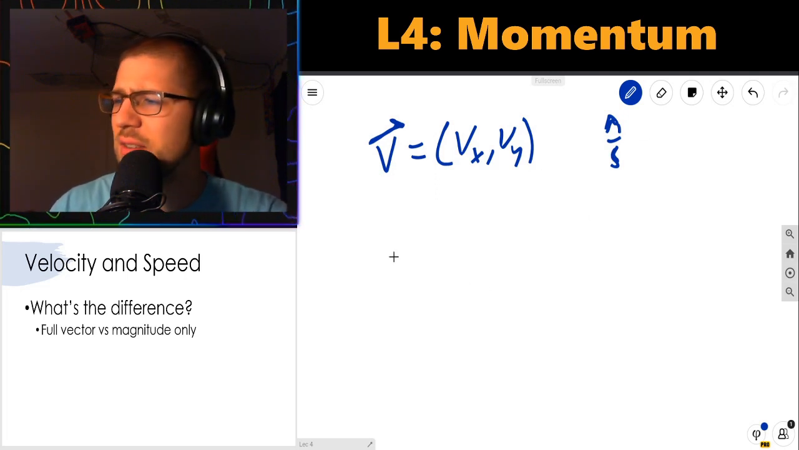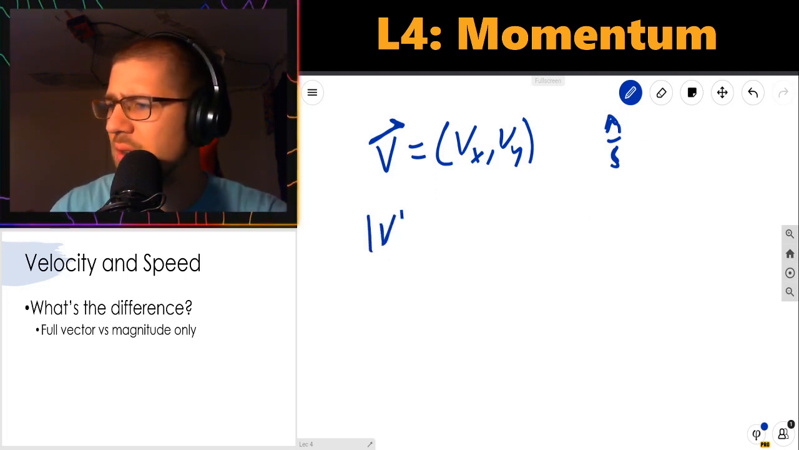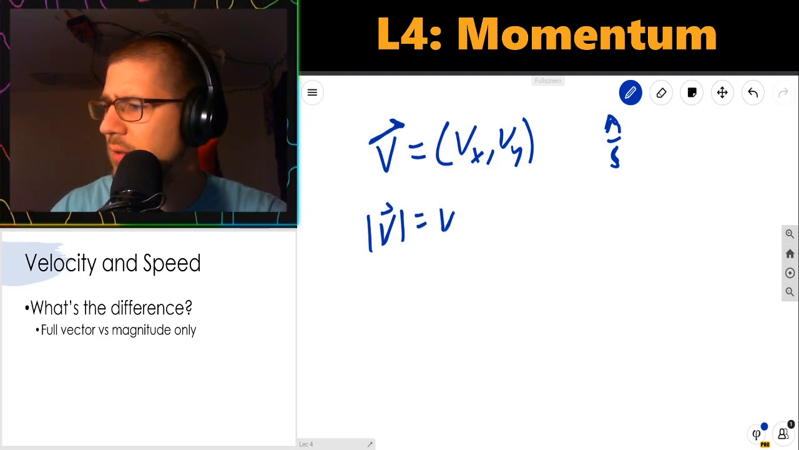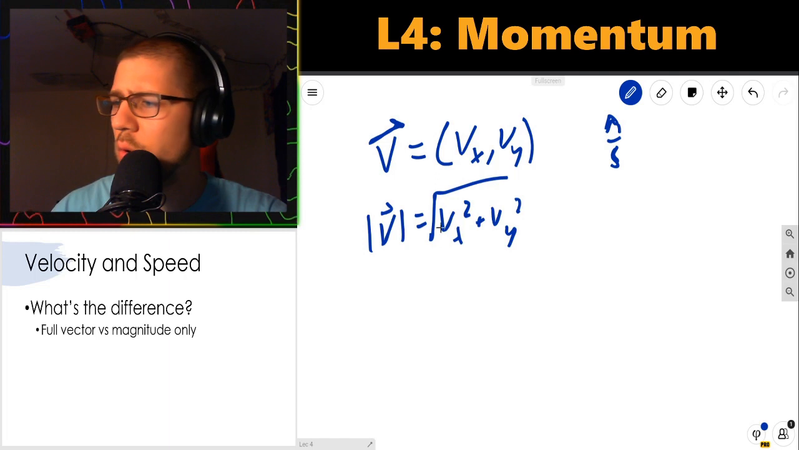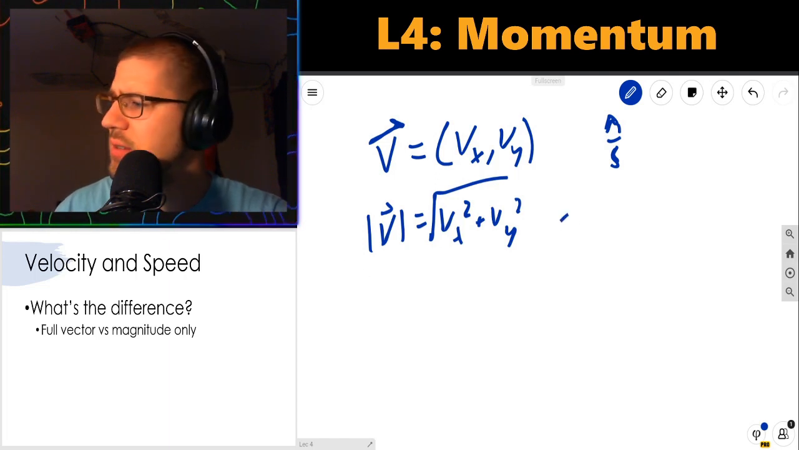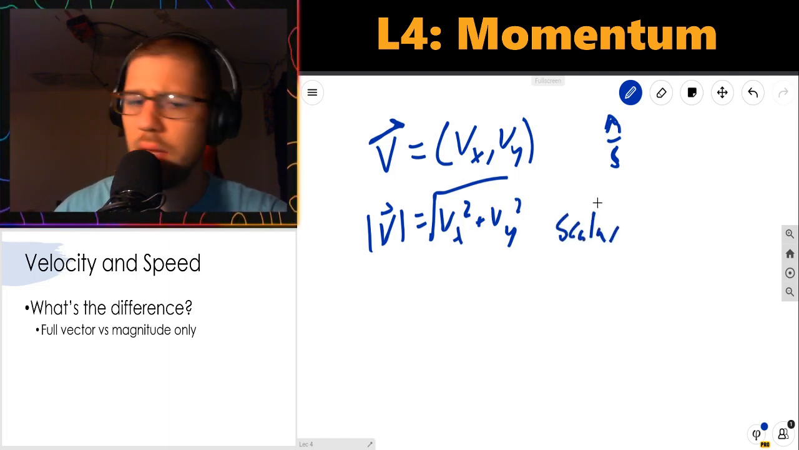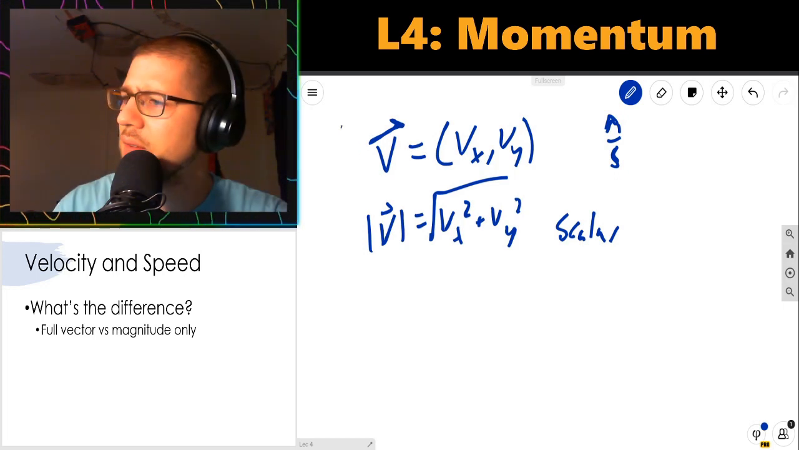So speed is the magnitude of v. So speed is vx squared plus vy squared, square rooted. So this is a scalar. It's just a number. And the velocity is the vector.